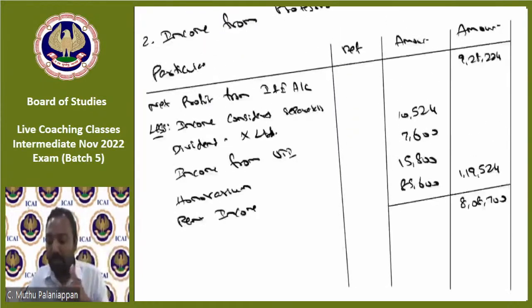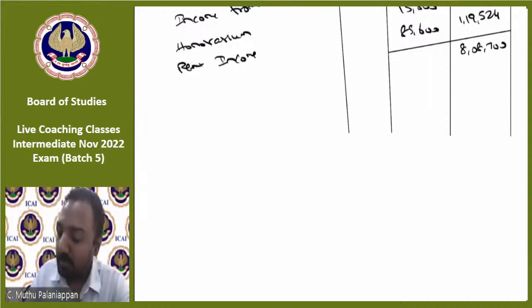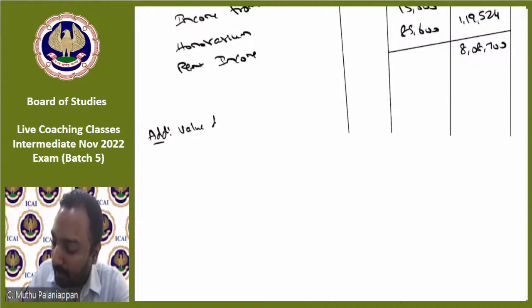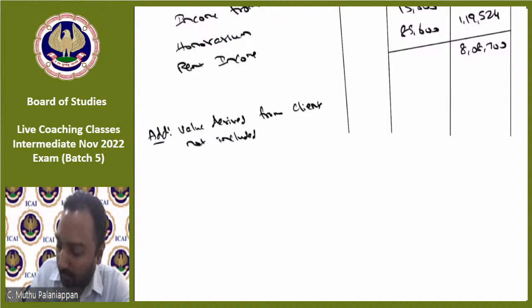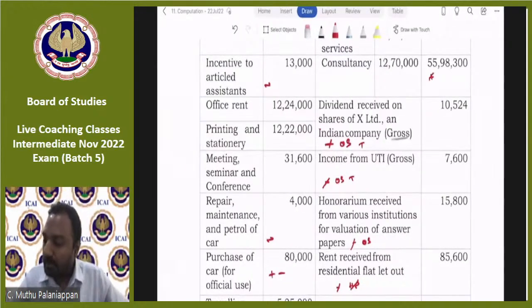Next, is there any income that I need to additionally consider? You have reduced the income. Now you need to add. There was one income, right? Because we said the value of benefit provided from client was not included. So now what I'm doing is I'm adding value derived from clients, not included in income and expenditure account. So that was there, right? So that's why this plus is there.